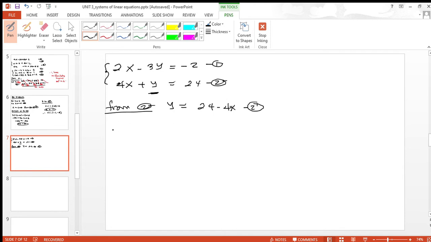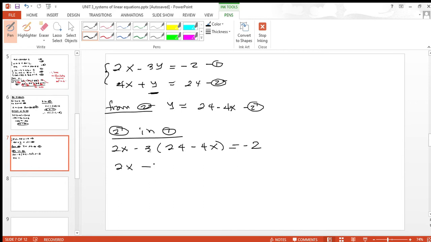And then we substitute y, or 2 prime, in equation 1. We get 2x minus 3 times y, which is 24 minus 4x, equals minus 2. So this gives us 2x minus 24 times 3 is 72, plus 12x equals minus 2. Solving for x, 2x plus 12x is 14x, and then transpose, that will become plus 72 plus 2 is 70.